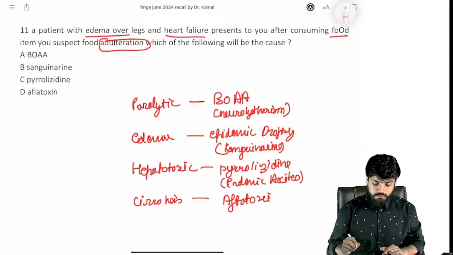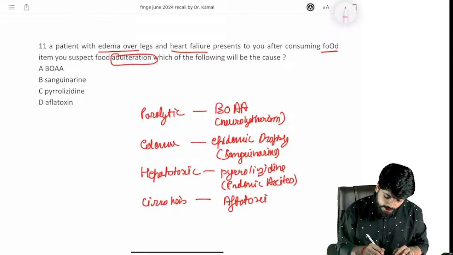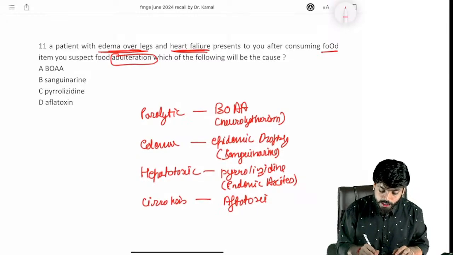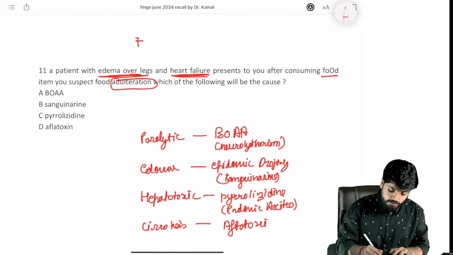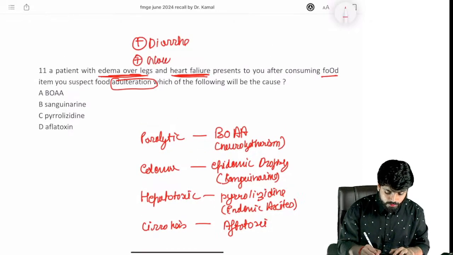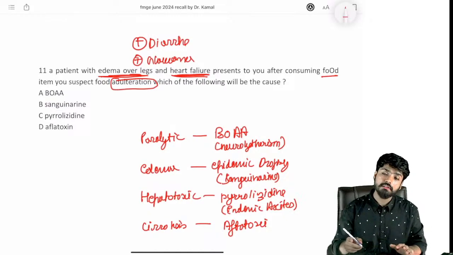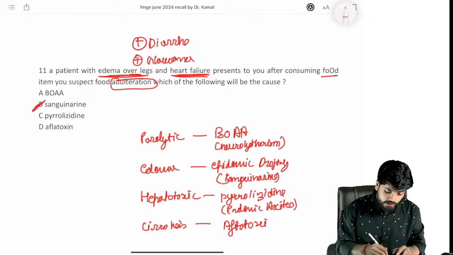Okay. So here edema over legs is given, and also heart failure. Plus there will be a case of diarrhea also there. There will be presentation of glaucoma also there. Plus diarrhea. Plus glaucoma. Then the whole case revolves around sanguinarine.